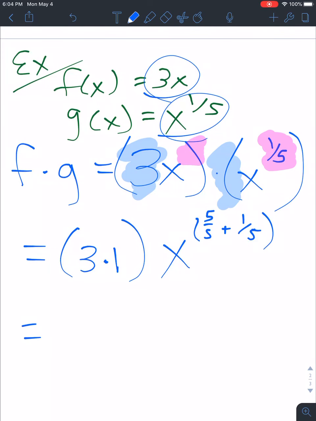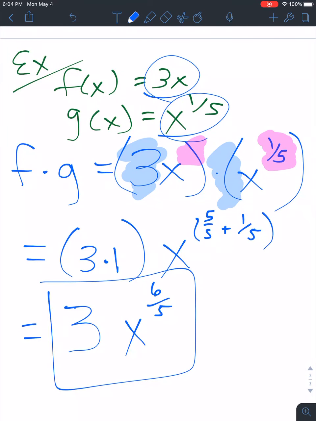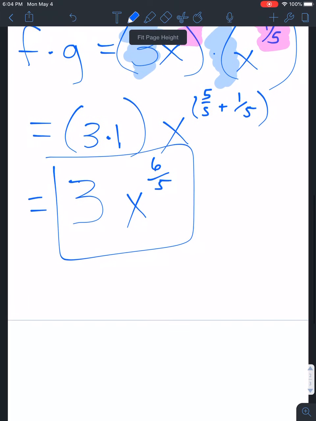All right. Now I can go ahead and evaluate. 3 times 1, well, that's just 3. Then I have x to the 5/5 plus 1/5. Well, 5/5 plus 1/5 gets me 6/5. All right, so f times g gets me 3x to the 6/5.